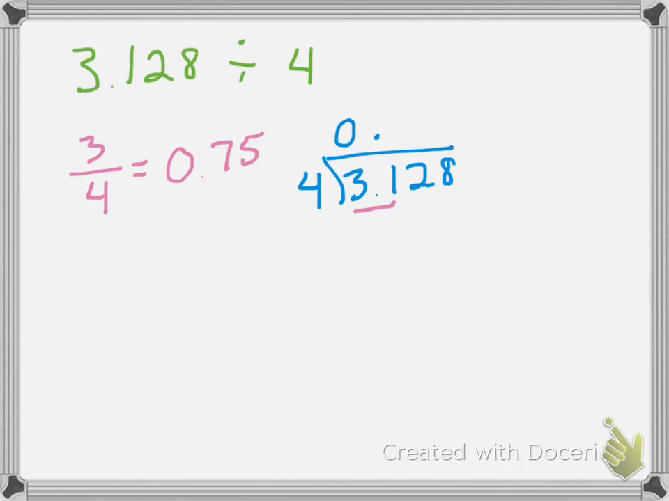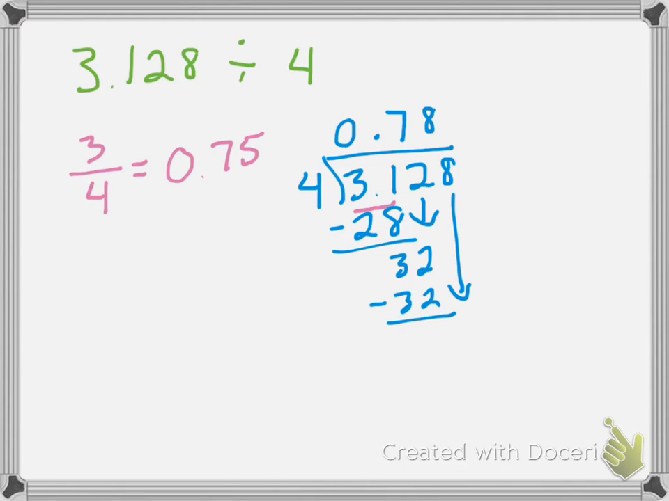So 4 goes into 31 7 times, and 7 times 4 is going to give me 28. And then I'm going to subtract, and that's going to give me 3. And I'm going to draw an arrow to bring my 2 down. So now 4 goes into 32 8 times, and then 8 times 4 is 32. And we're going to subtract those, and that's going to give me 0, and then I'm going to draw my arrow to bring down my last remaining number, which is 8.